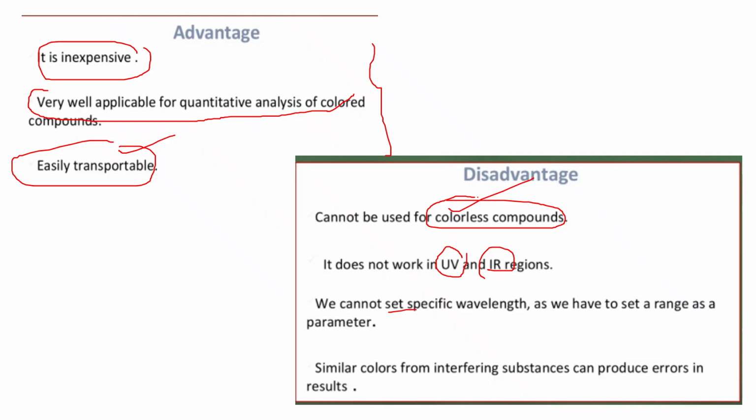Another disadvantage is that we cannot set a specific wavelength, as we have to set a range as a parameter. So 400 to 420. We cannot set 410 or 415. You have to work on the range, not a particular wavelength. Similar colors from interfering substances can produce errors in the result. For example, shades of the color may hamper the accuracy or precision and may lead to error. So these are some disadvantages of colorimeter. This is how it works.